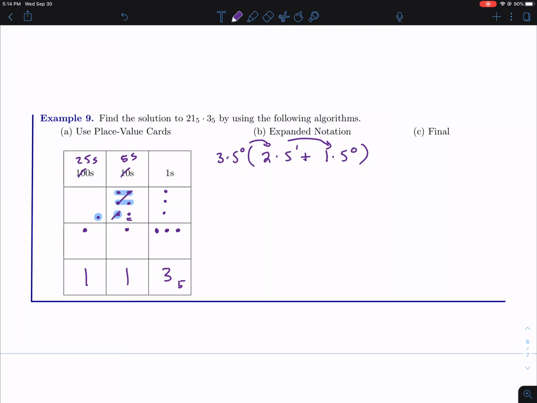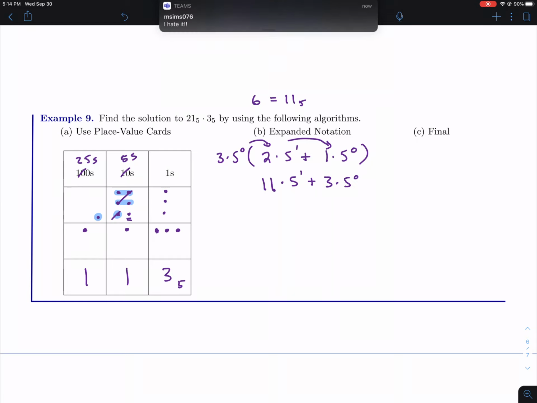But again, we don't have a 6. So again, if you needed to write down the chart, 6 base 10 is the same thing as 1, 1 base 5. So in this case, I'd get 1, 1 times 5 to the 1 plus 3 times 1, which is 3 times 5 to the 0. And then finally, the way I wrote it, or again, if you wanted to write it this way, that would be totally fine.